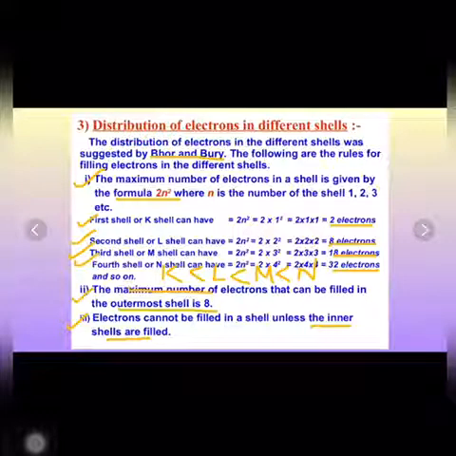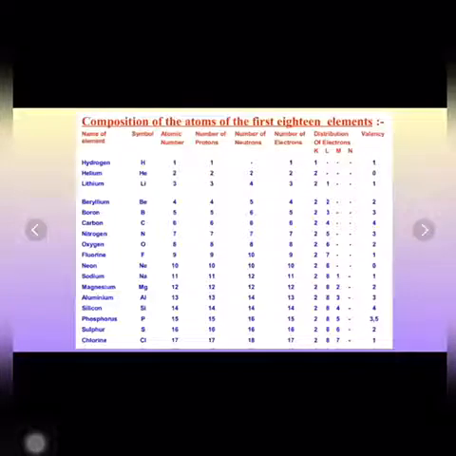Now based on these rules, this is the table of electronic configuration of the first 18 elements. This table is very important. I have also told you this in our chapter 3 when we were discussing valency. So you have to memorize it. You have to memorize the first 20 elements with their symbol, their valency, and how the electrons are distributed in different shells.